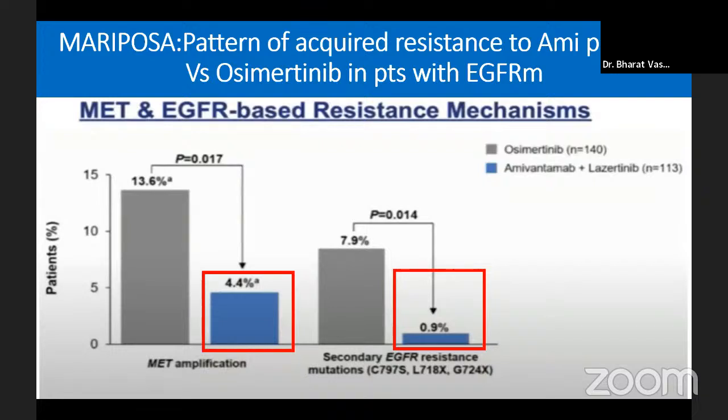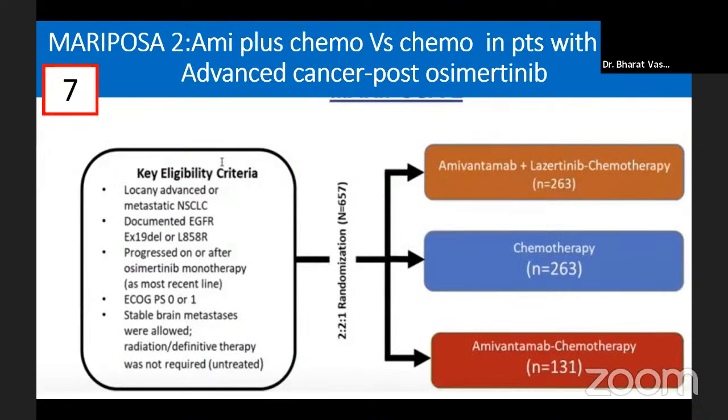When you give osimertinib, the commonest resistance mechanism is MET amplification, which is statistically or nearly reduced with this drug. The most important mechanism probably is the secondary EGFR resistance. So we might start doing a liquid biopsy. We'll have more of these patterns, but the main take-home message is that MET amplification is drastically reduced when you give amivantamab as compared to osimertinib. And MET amplification is probably the common resistance mechanism with single-agent osimertinib.